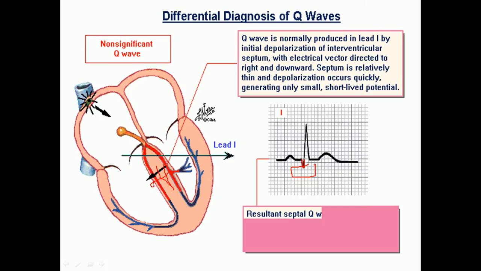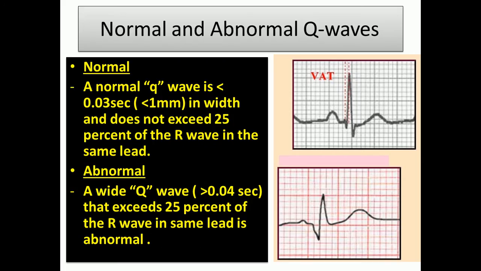But in pathologic conditions, when the septum is hypertrophied, the resultant vector will be prolonged, as we will explain later, and then produce an abnormal Q wave. By definition, a normal Q wave is 0.03 seconds or less than 1 millimeter in width, and does not exceed 25% of the R wave in the same lead. As you see here, this Q wave is very small in duration.